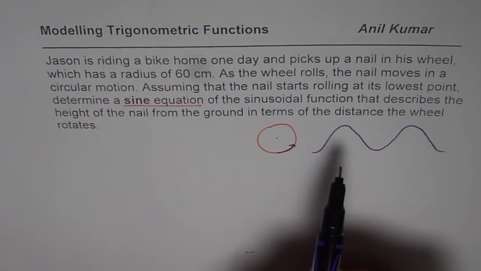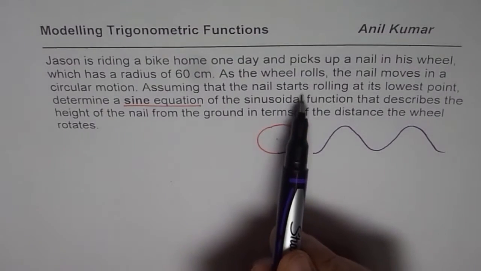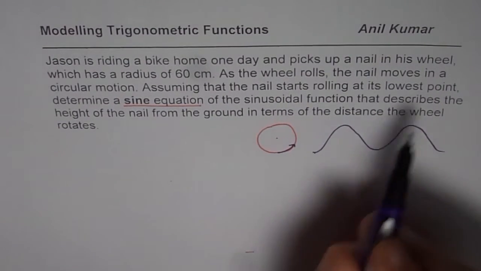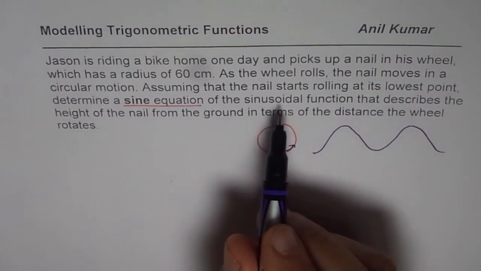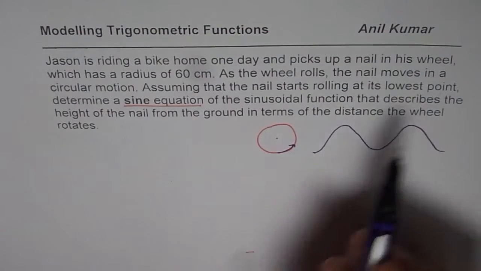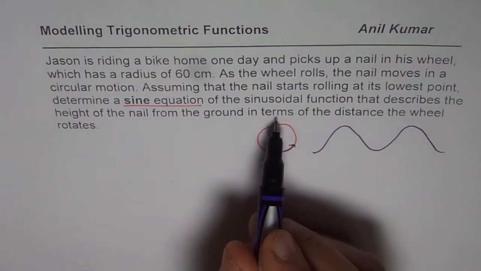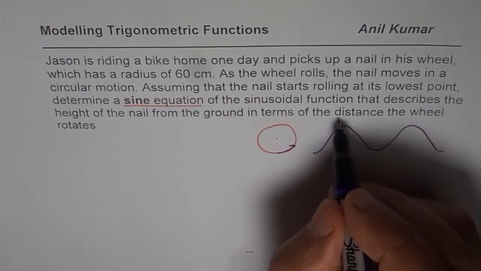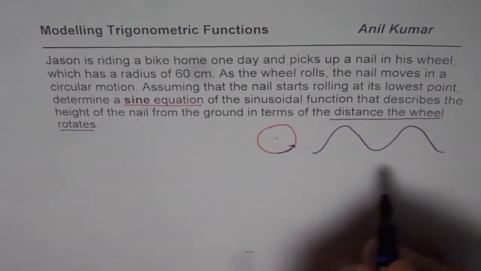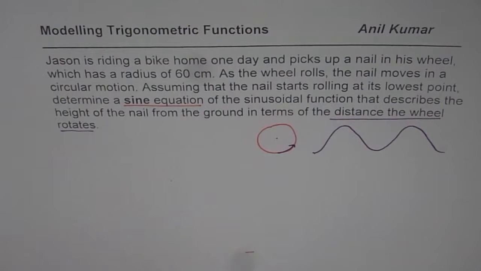Now the question here is, assume that the nail starts rolling at its lowest point, so that's the starting point for us. Determine a sine equation of the sinusoidal function that describes the height of the nail from the ground in terms of distance. In terms of distance the wheel rotates, right? Not the time, distance. So what is the distance in this case?